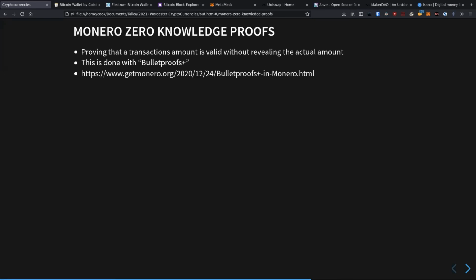And it also has zero knowledge proofs, which they have a system called Bulletproofs Plus, which is their implementation of zero knowledge proofs. Here's a blog post they did about it if you want to look at it. And this is how they prove that a transaction is valid without actually knowing the amount in it. So as I said, you can prove that I had enough money to send the money I sent somebody, but you don't even know how much money I have or how much money I sent.